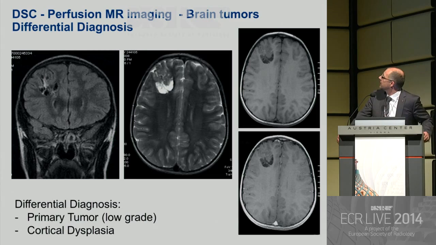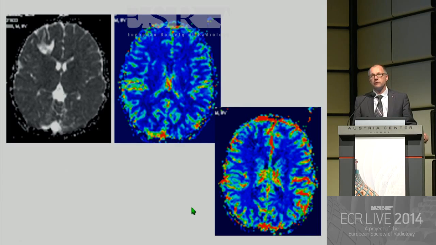Based on the morphologic features, that's often not possible. Here, of course, I would probably predict that this is a cortical dysplasia, but I don't know. It might be a malignant or a low-grade tumor. If you look at the perfusion, this can give you additional information. This lesion is not highly perfused. It has no contrast enhancement, so this is more likely a non-tumorous lesion, and it was later confirmed as a cortical dysplasia.